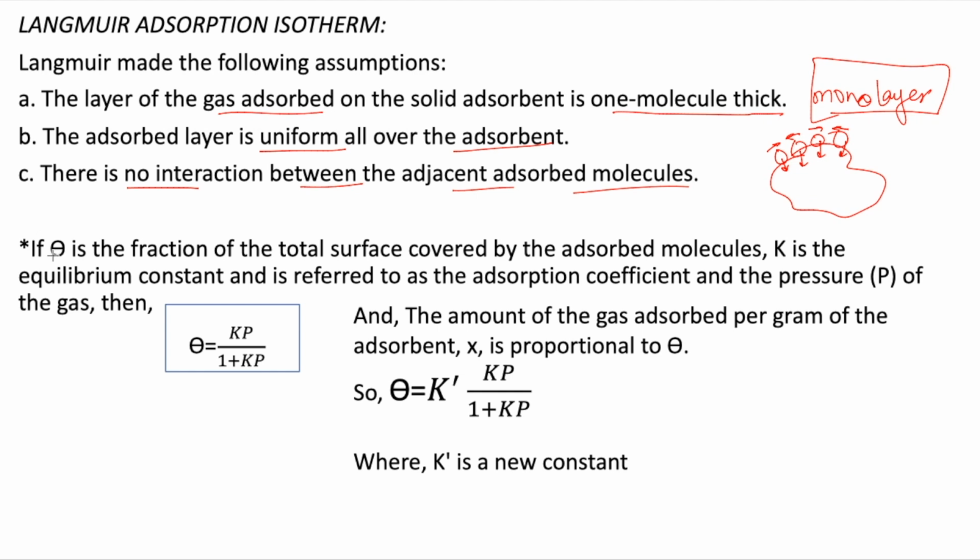The formula goes in this way: if theta is the fraction of total surface covered by the adsorbed molecules, K is the equilibrium constant, referred to as the adsorption coefficient, and P is the pressure of the gas, then theta = Kp/(1 + Kp). And the amount of gas adsorbed per gram of the adsorbent, x, is proportional to theta. You can also have x = K'Kp/(1 + Kp), where K' is a new constant.